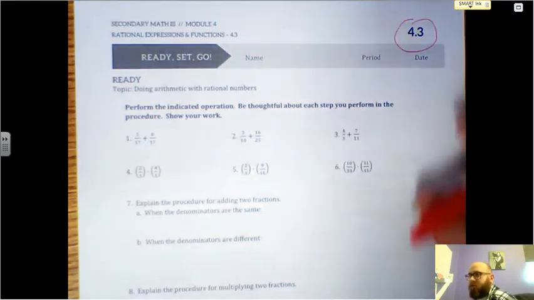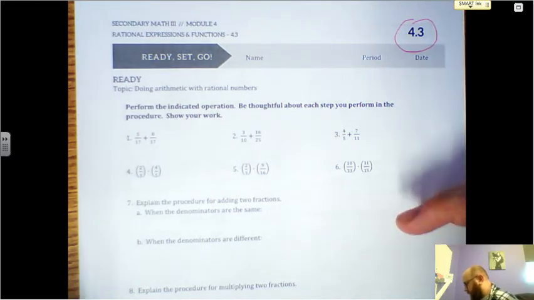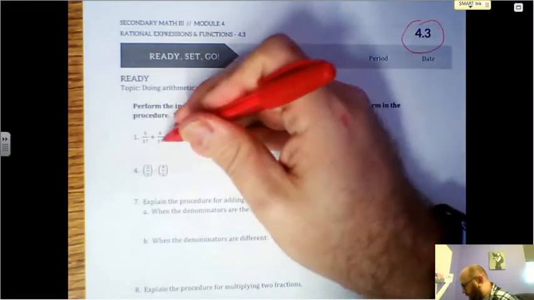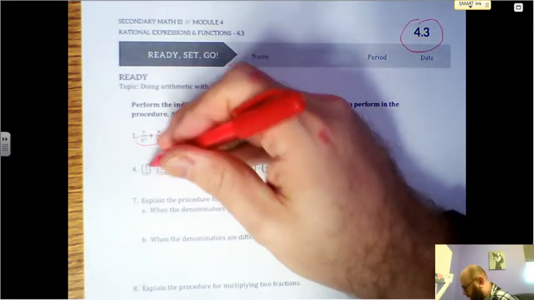Alright, so the very first thing that we have going on here is doing arithmetic with rational numbers, and in this case we're going to be working with fractions. It's important just to remember that we need to find common denominators when we add, and when we multiply, we just multiply straight across.